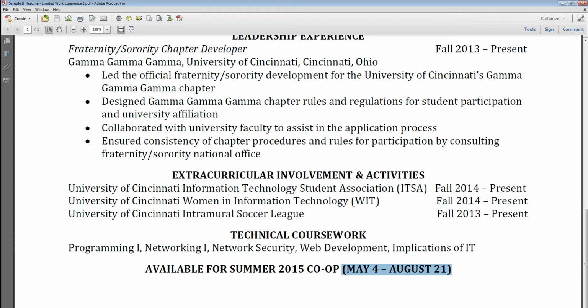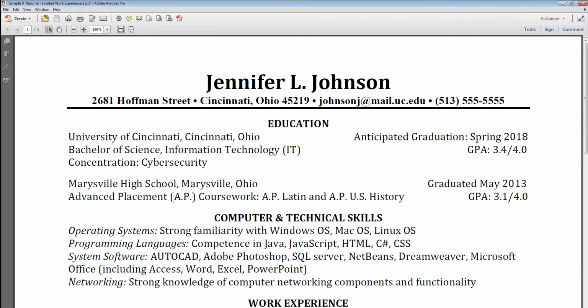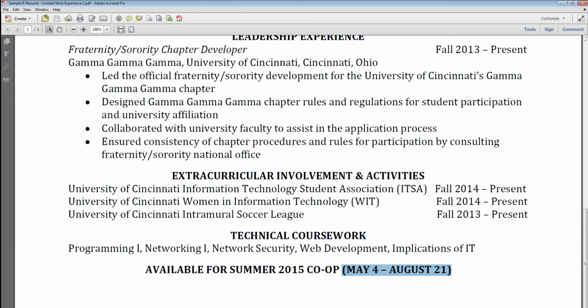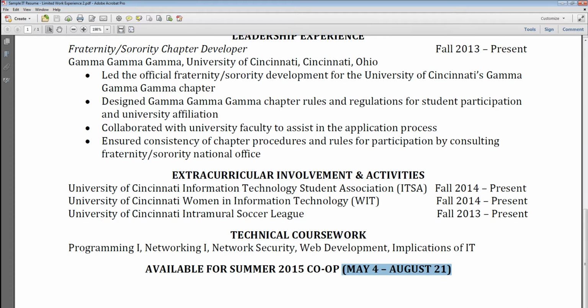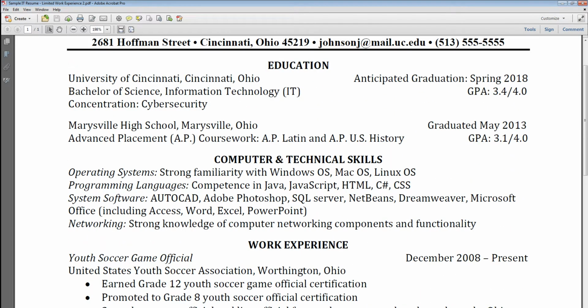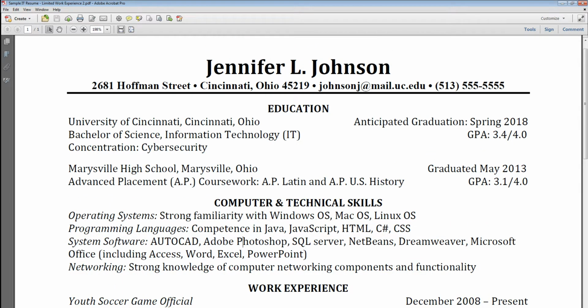So this is an example of a strong IT resume that will help you be successful when it comes to your co-op job search. Again, aesthetically balancing the document. It is a single page. It doesn't push onto a second page. It follows the same format throughout in terms of font style, spacing, all of that. The content is very strong and robust. And then we've done a lot to really highlight specifically the computer and technical skills that you possess as a future IT professional.